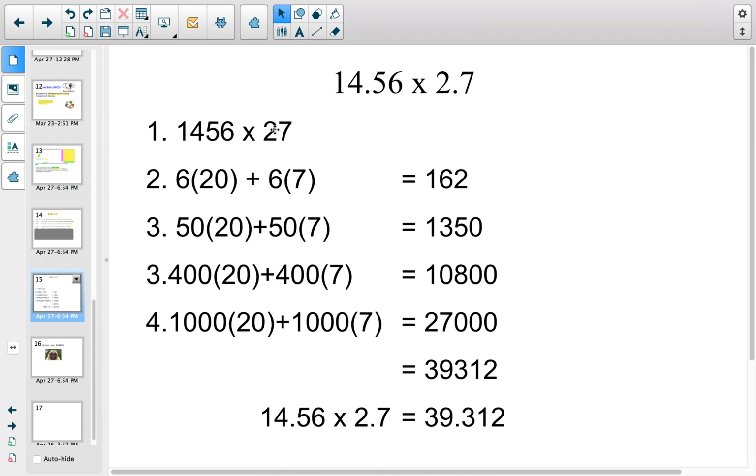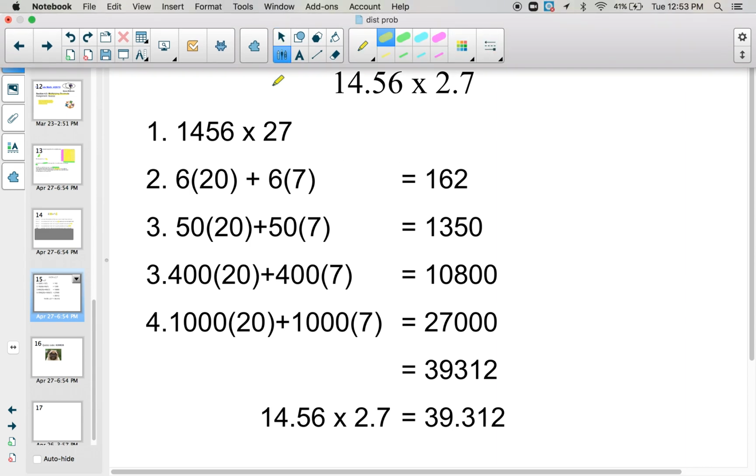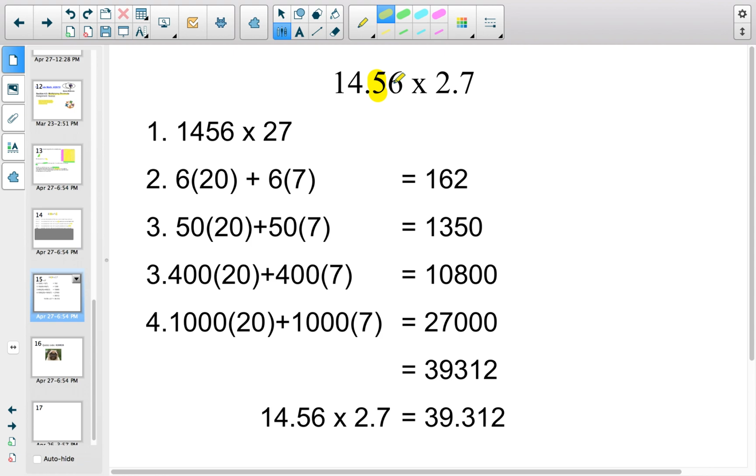So we move the decimals. How many spots? 1, 2, 3. So it becomes 1456 times 27. We distribute the 6 to 20 and 7, and we'd get 162. Now we're going to distribute the 50 to 20 and 7, and we'd get 1350. Then 400 times 20 and 7. We're distributing every digit to itself, keeping its place value.